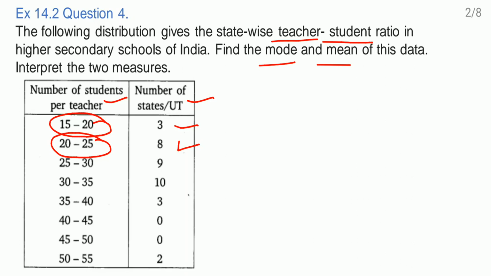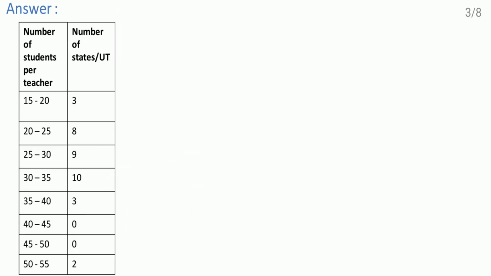For 25 to 30 students, there is one teacher. This happens in 9 states. 30 to 35 students, there is one teacher. This happens in 10 states, and so on. For this data, we need to find out mode and mean. Okay, now let us see how to find out the mode.